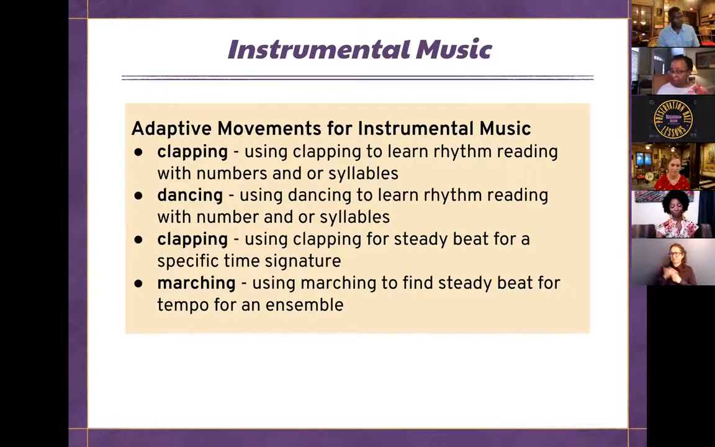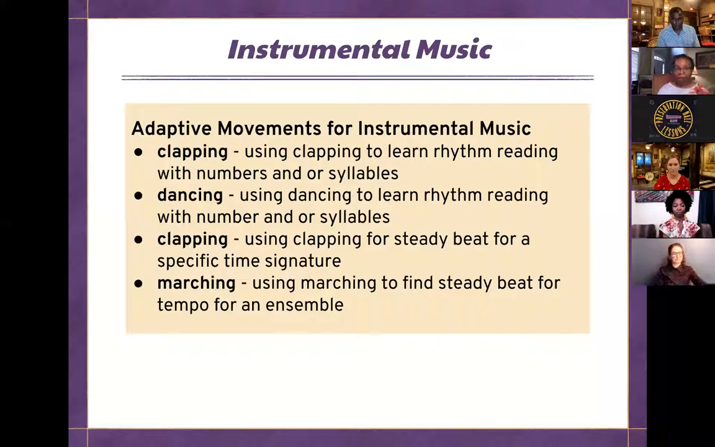Like students who can walk without a device, they can march, and the student that's in a wheelchair or on a cane or a walker can move at their pace as long as I can see that they understand the steady beat when I'm teaching tempo or time signature or like I said, teaching rhythm in whatever way that I need to. So those are adaptive movements for instrumental music.